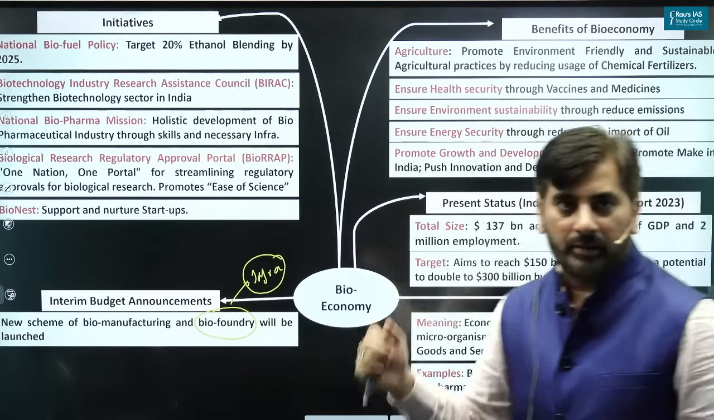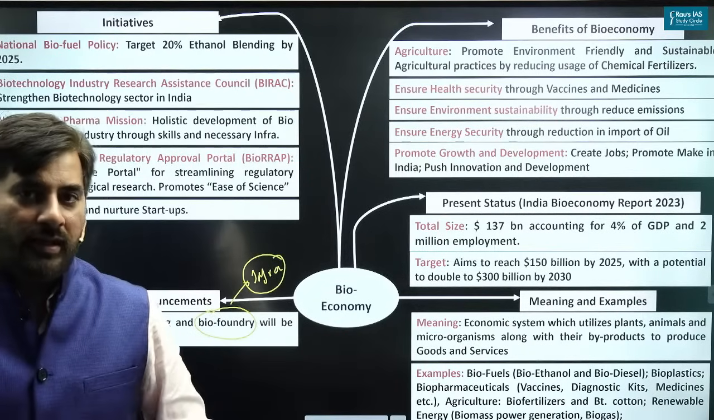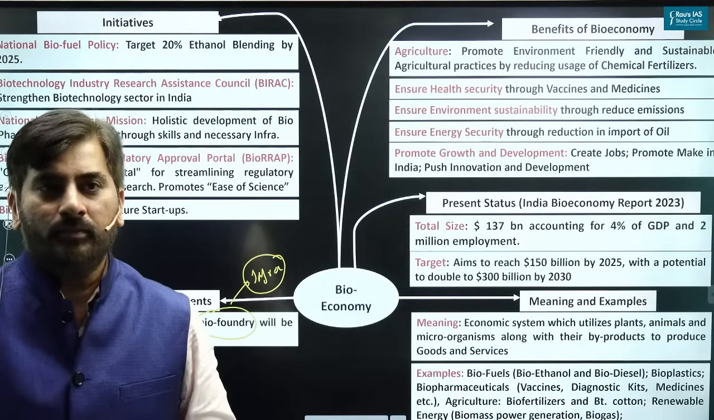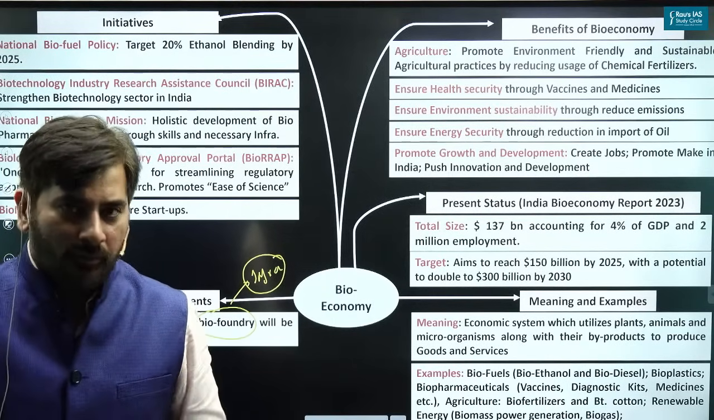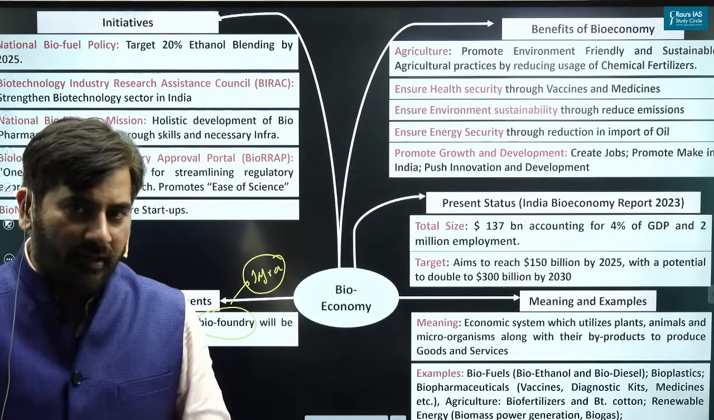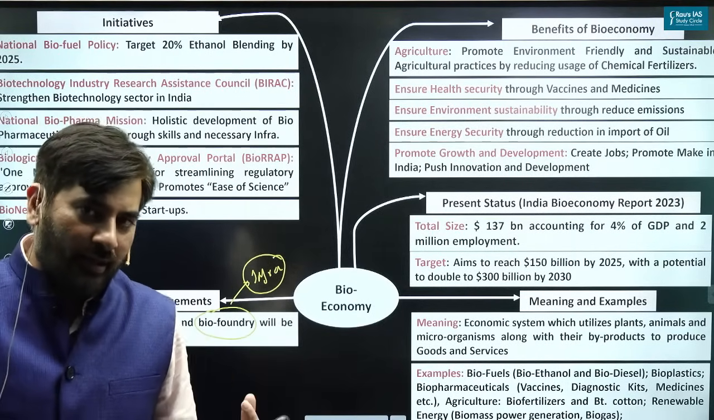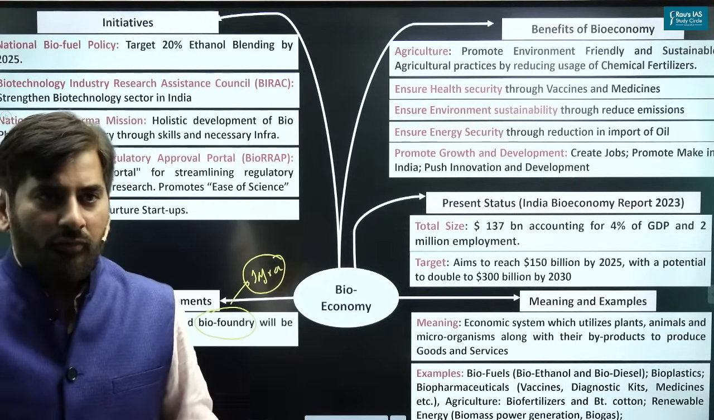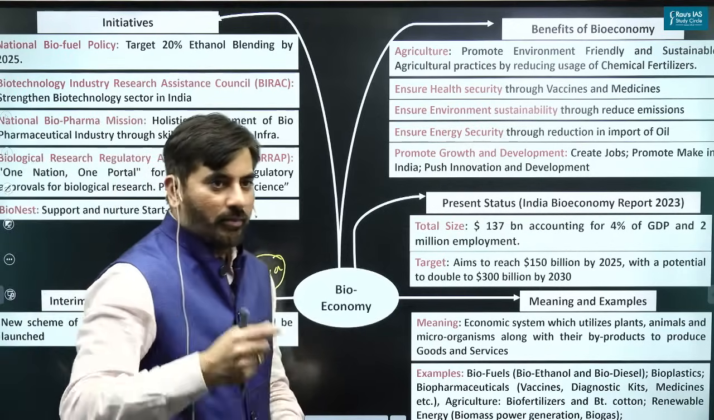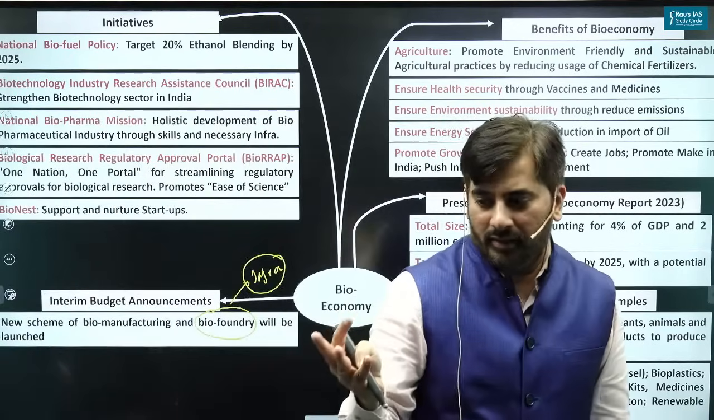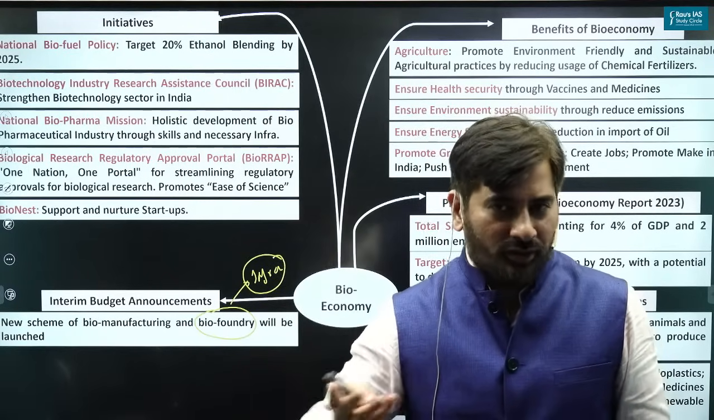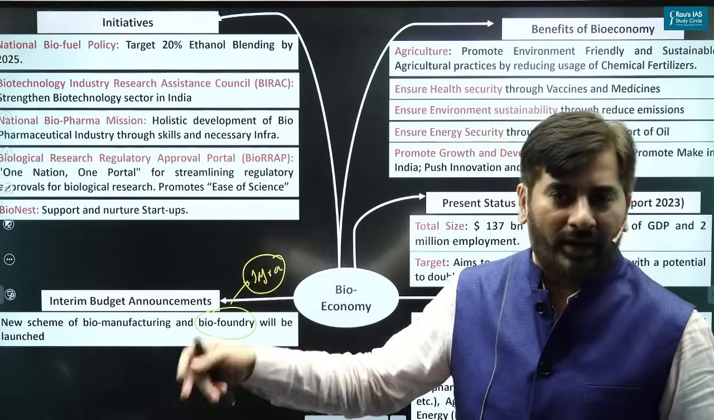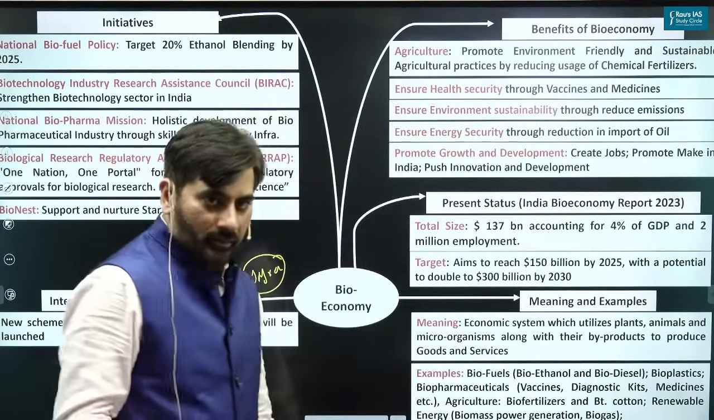Now just look at the mind map. Where will this mind map fit in? Where can this be asked in the UPSC? It can be asked in the UPSC mains, especially in GS paper 3. In GS paper 3, you have environment as well as science and tech plus economy. So when you look at bioeconomy, it's a combination of three things: environment, science and tech, and economy. So you can get a question about bioeconomy, its significance and initiatives. There you can use this particular mind map to write the answer. I hope this is clear, right?